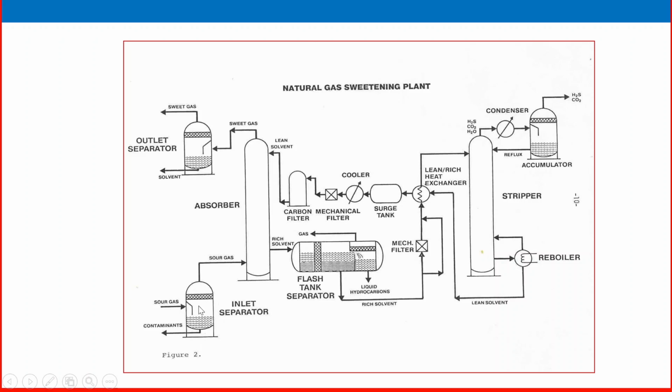Whatever liquid contaminants are there, they collect at the bottom, and we can release them frequently using a level control system. And sour gas is entering here. We have already discussed that one. So whenever the sweet gas is released at the top, it again goes through an exit outlet separator or knockout drum.